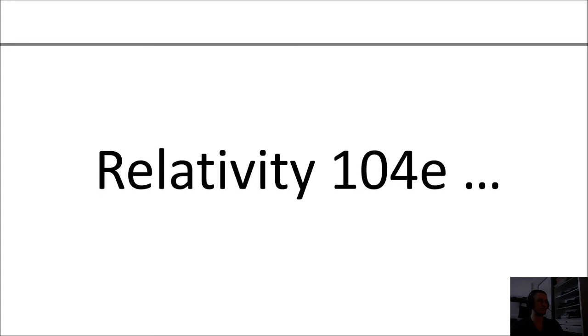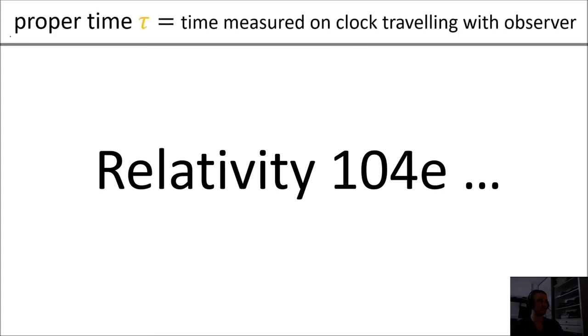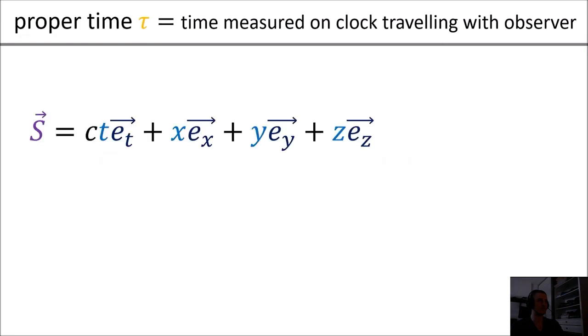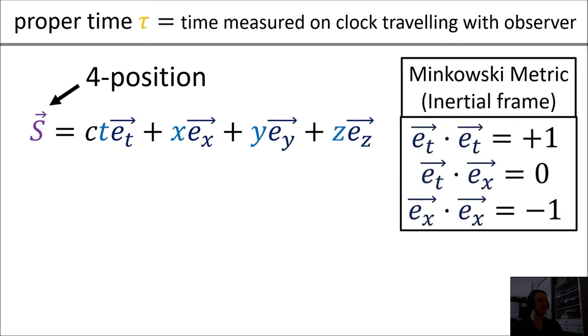In Relativity 104 Part E, we learned about the proper time tau, which is the time measured on a clock that's traveling with the observer. We started with the four-position spacetime vector S, which indicates a position in spacetime. Then we defined the Minkowski metric, which says that for inertial frames, the dot product of the time basis vector with itself is +1, and the dot product of a space basis vector with itself is -1, and the mixed basis dot products are 0.